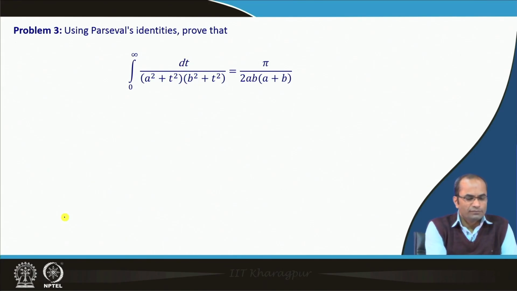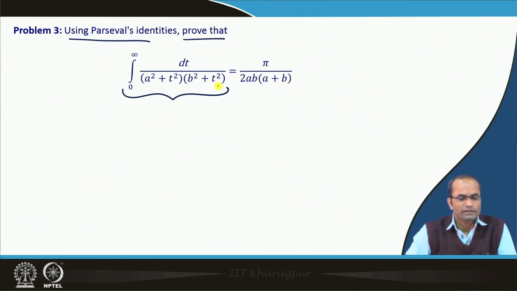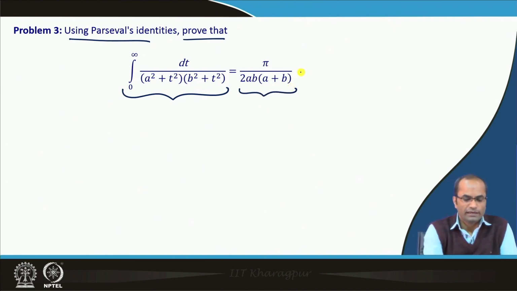So, we have another example, and this is the last example of this lecture. Using this Parseval's identity, we will prove that this integral 0 to infinity dt over a square plus t square into b square plus t square is equal to pi over 2 a b and a plus b.